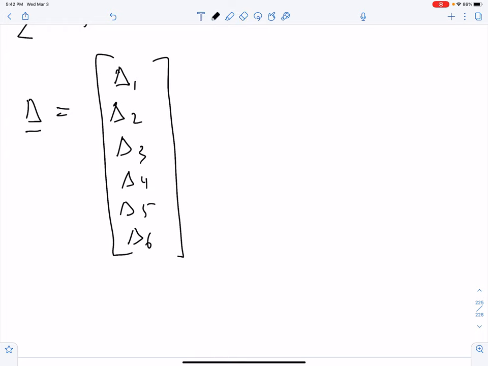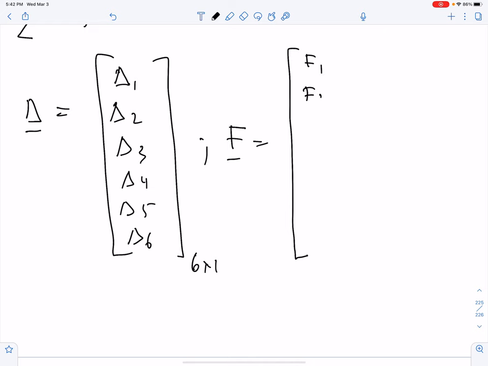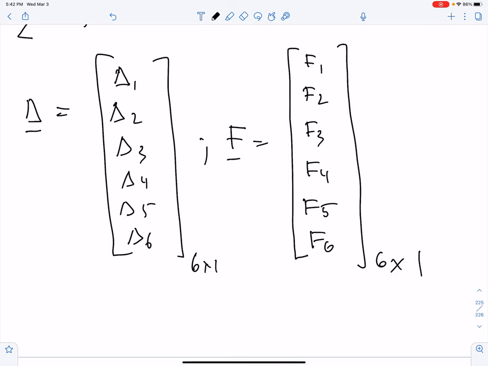And the global element force vector in the global coordinates now has 6 entries as well. So this is 6 by 1, and this is F1, F2, F3, F4, F5, and F6. It becomes 6 by 1.